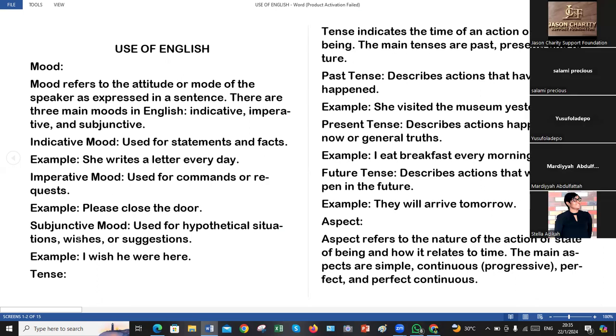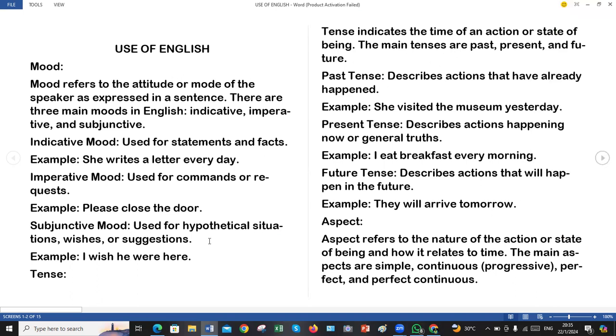The last one here is the subjunctive mood, used for hypothetical situations, wishes, or suggestions. For example, I wish he were here. So when you're given a sentence and asked what the mood is, ask yourself: is it a command, an imperative? Is it a wish? Is it a statement of fact? You should be able to say something about that based on these three moods. Now, the next aspect we're going to look at is tense.